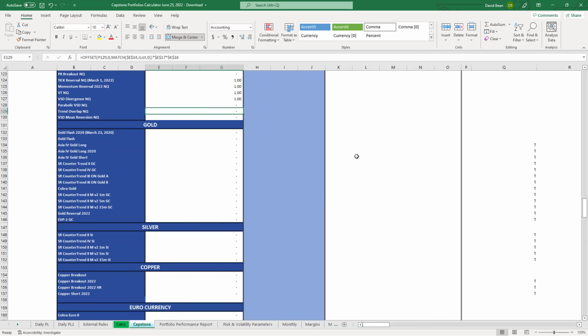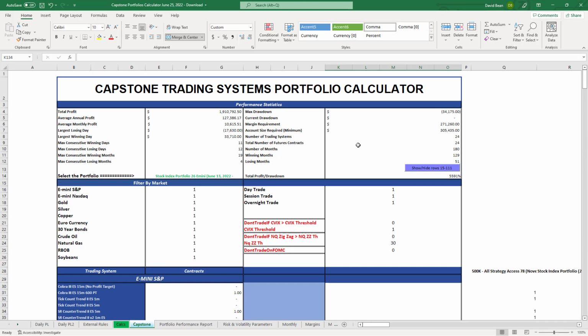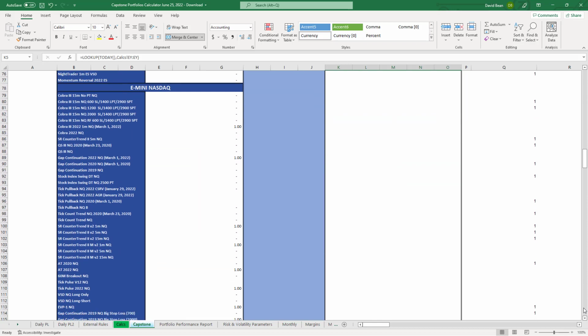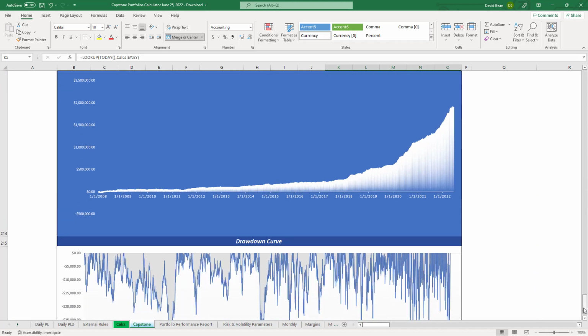Trend overlap is one that I really liked. And so if we add that, what do we get? 55.91. It's at a new equity peak with this setup. Making those changes that included an overactive adaptive moving average and tick pullbacks. Let's look at the drawdown curve.